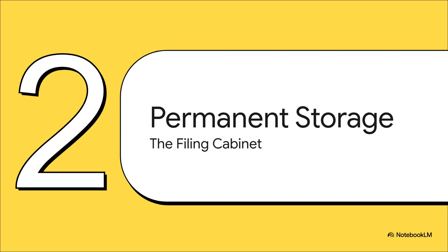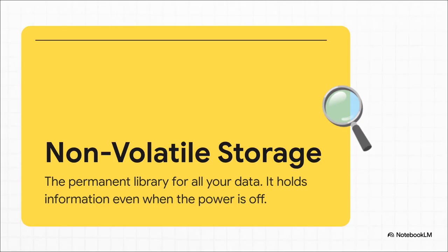So, if the desk is just for active, temporary work, where does everything else live? Well, that brings us to the other half of our analogy: the filing cabinet. This is the computer's permanent, non-volatile storage. Unlike that temporary desk, this filing cabinet is built for the long haul. It's the permanent library for your operating system, for all of your applications, and for every single one of your files. The key term here is non-volatile, which is just a fancy way of saying the data stays put. It's safe and sound even when the power is off.